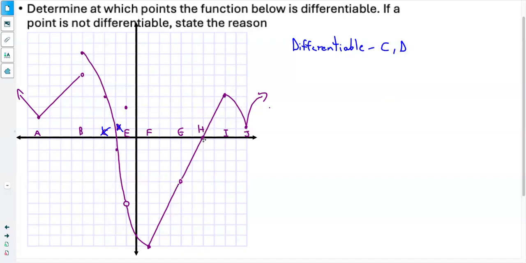H, we can see that it is continuous. This slope looks like it equals this slope. Up here, continuous but different slopes. Down here, continuous but different slopes. So it's differentiable at C, D, and H.